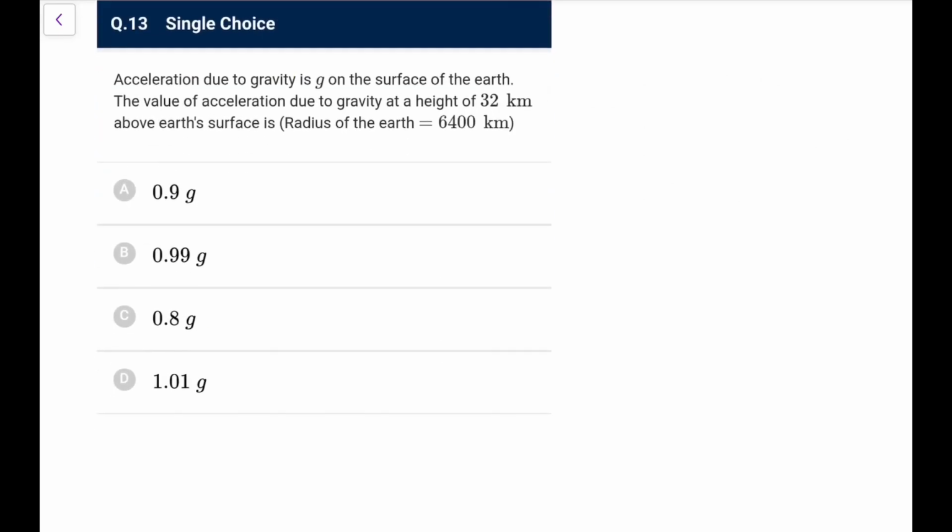Acceleration due to gravity is g at the surface. Acceleration at a height 32 km above Earth's surface: because 32 is very small as compared to the radius, we can directly say g would be g_s times (1 minus 2h by R) when we go to a height h smaller than the radius. Very well. So g_s is g, you are given.